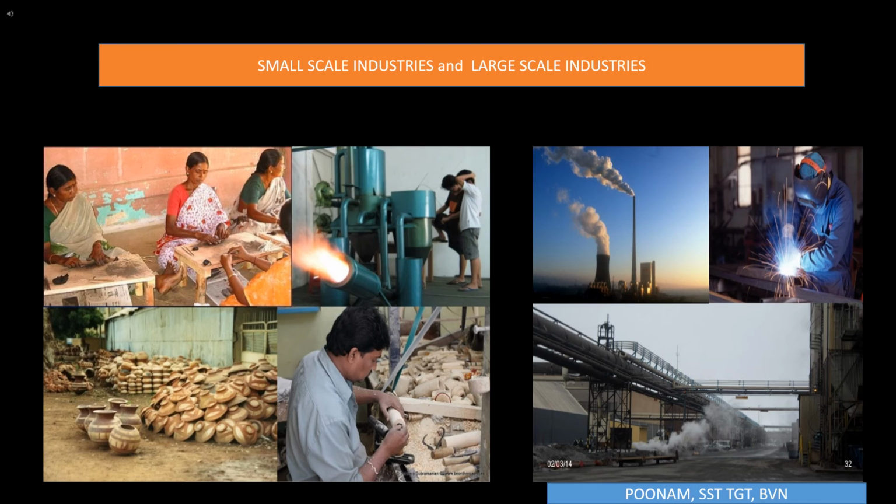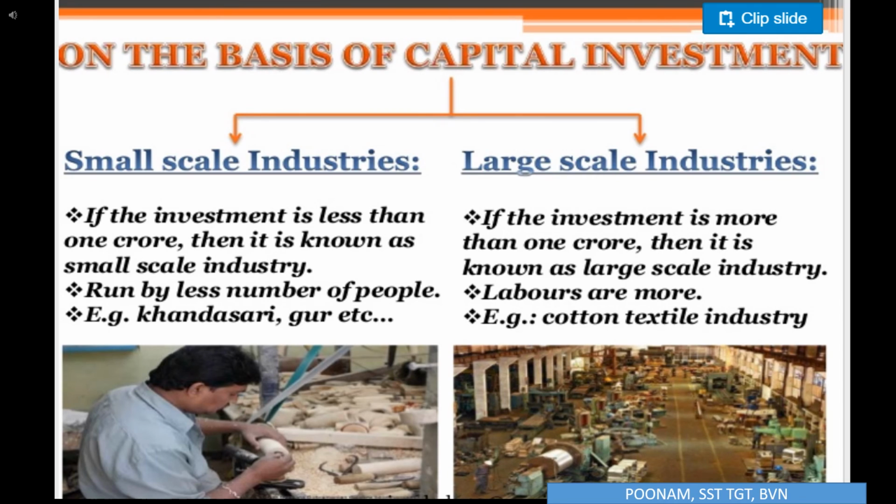Here are the two images of the industries. Students, on the basis of the first image, we can draw the conclusion that this stands for small-scale industries. Whereas the second image basically focuses on the large-scale industries. The difference between small-scale and large-scale industries is basically on the basis of capital investment. If the investment is less than 1 crore, then it is known as a small-scale industry. For example, sugar industry, gur or khandsari. Whereas if the investment is more than 1 crore, then it is known as a large-scale industry. For example, cotton textiles.